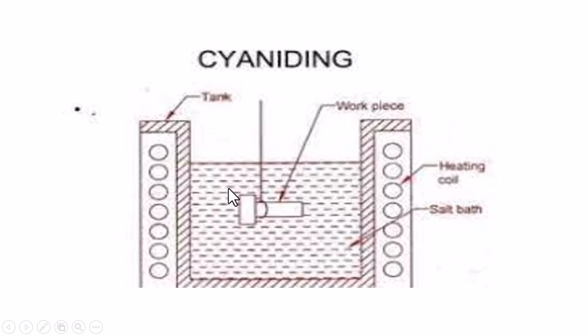Here is a simple schematic figure of cyaniding. This is the component or workpiece, and the tank. Generally we use sodium cyanide for the cyaniding process.